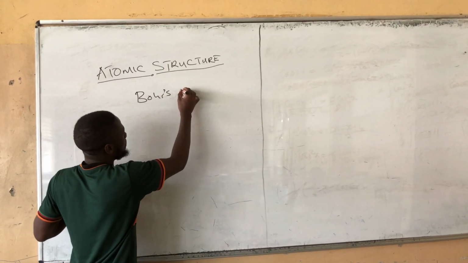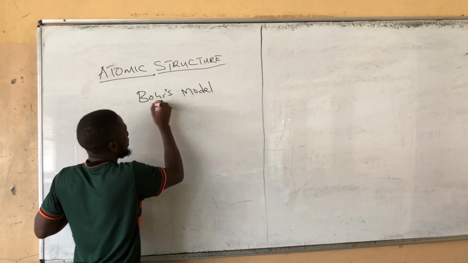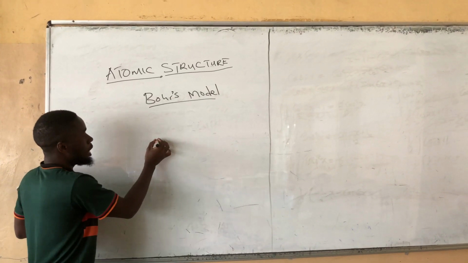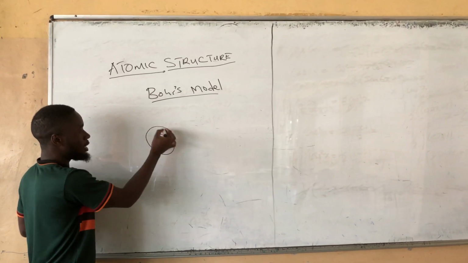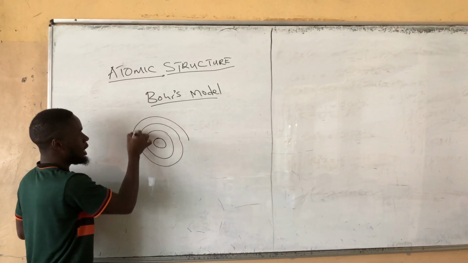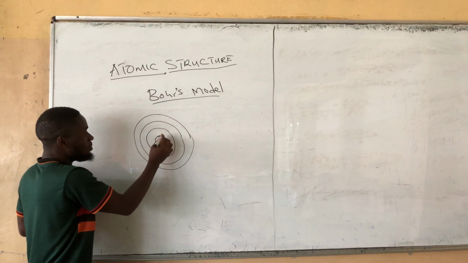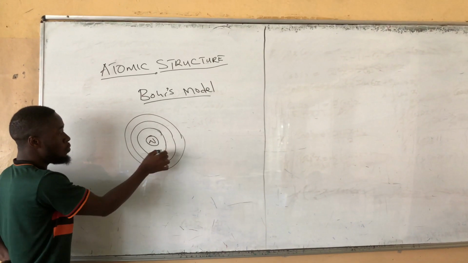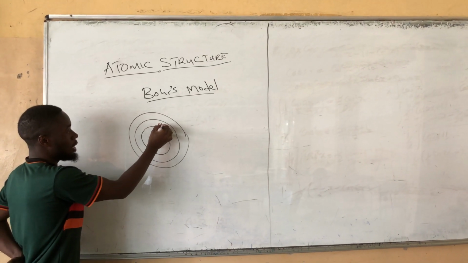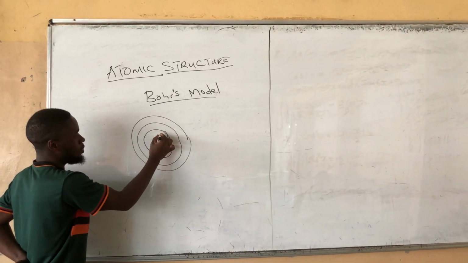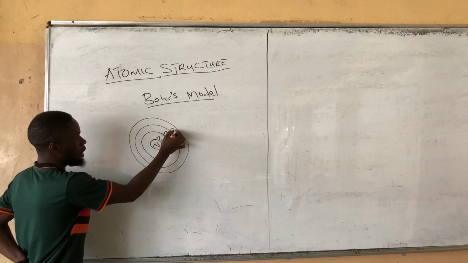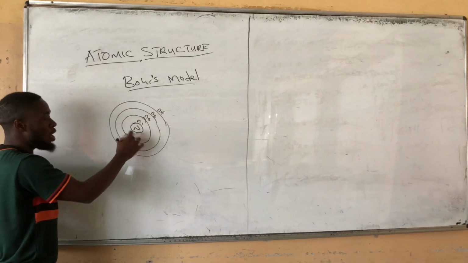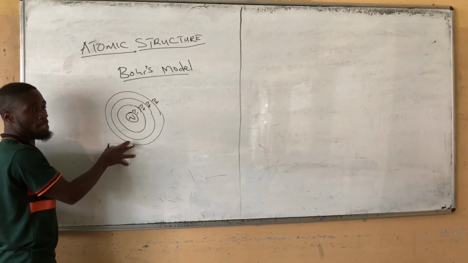This Bohr's atomic model. According to Bohr, he said the electrons move around the nucleus in circular orbits. So they move like this in circular orbits. Let's say this is the nucleus here. He will say the electrons will move in circular orbits. Let's say this is N1, N2, N3, N4. So according to him, these electrons will move around the nucleus in circular orbits.